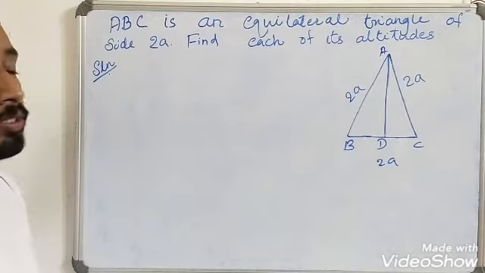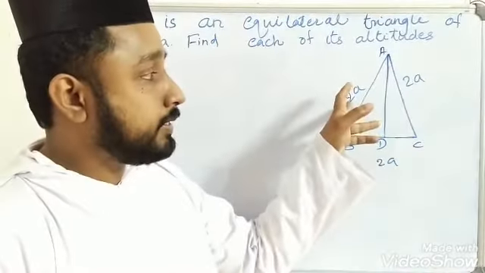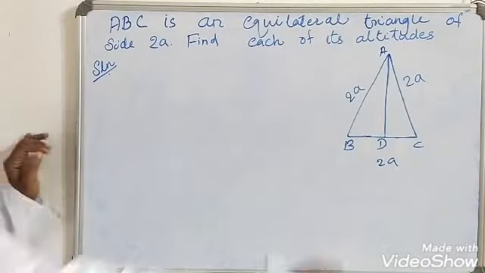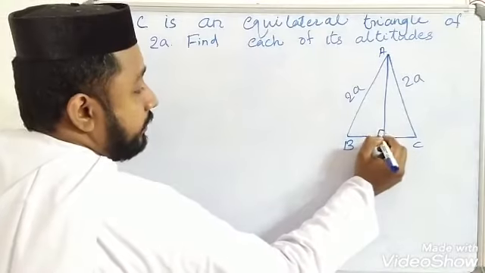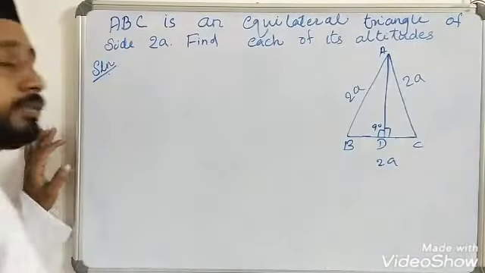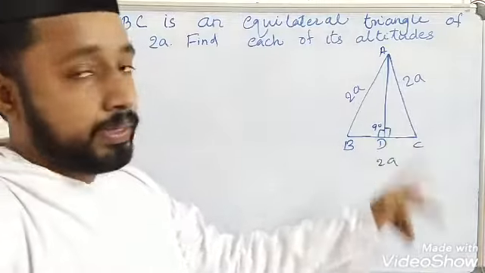An equilateral triangle means all sides are equal. So this side is 2a, this side is 2a, and this side is 2a. Let us draw a perpendicular, 90 degrees. This is 90 degrees, this is also 90 degrees. That is the height, the altitude. So AD is the altitude, that means a 90 degree perpendicular.